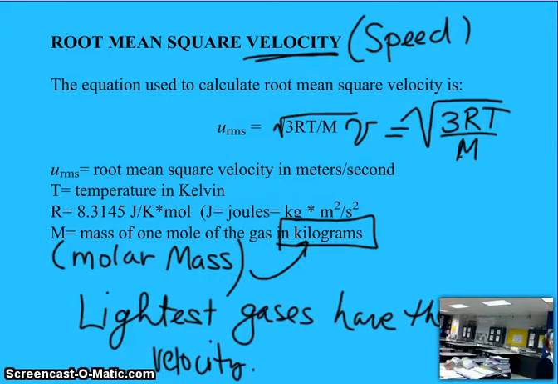Right? Because molar mass is in the denominator, so the smaller this number is, the bigger this number will be. Whether it's in kilograms or grams doesn't really matter. I mean, you need to have it in kilograms, but a bigger molar mass will result in a smaller velocity. A smaller molar mass will result in a bigger velocity. So velocity is speed. If they ask you about speed, it depends on two things: temperature and molar mass. Lighter gases have the fastest speed, right?